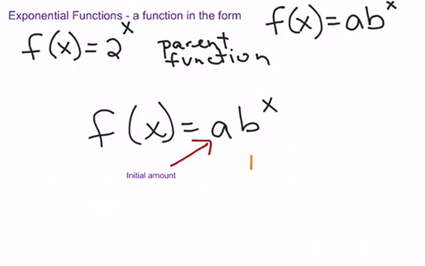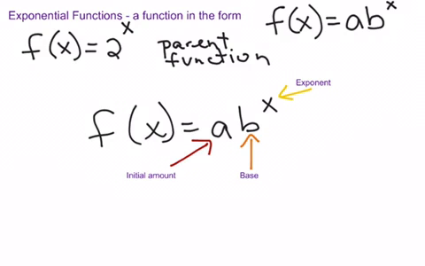Now, the b, do not confuse this with our horizontal stretch and compression. The b in this situation is the base. Now remember, when we have a number being raised to the exponent, the big number at the bottom, we call that the base. So the base is the number that is going to be raised to the exponent. Now, we all know the x is what we call the exponent.